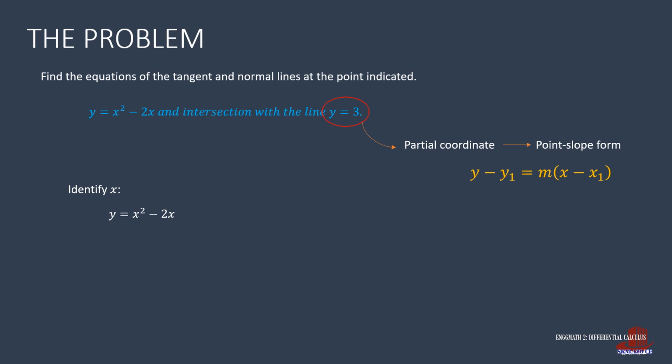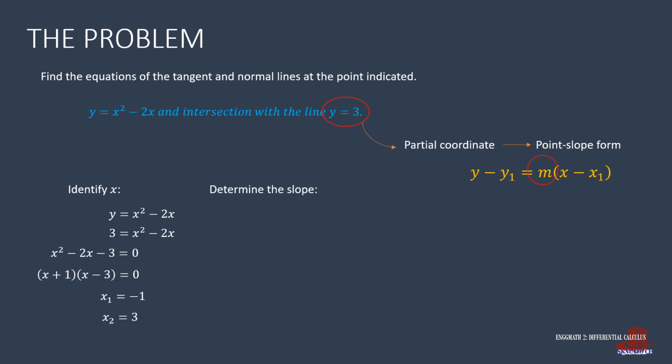From the function y equals x squared minus 2x, plug in y as 3. In order to find the values of x, transfer all terms into one side, making x squared minus 2x less 3 equal to 0. By factoring, we get two binomials, x plus 1 and x less 3. Thus, the first value of x is negative 1, and the second is positive 3.